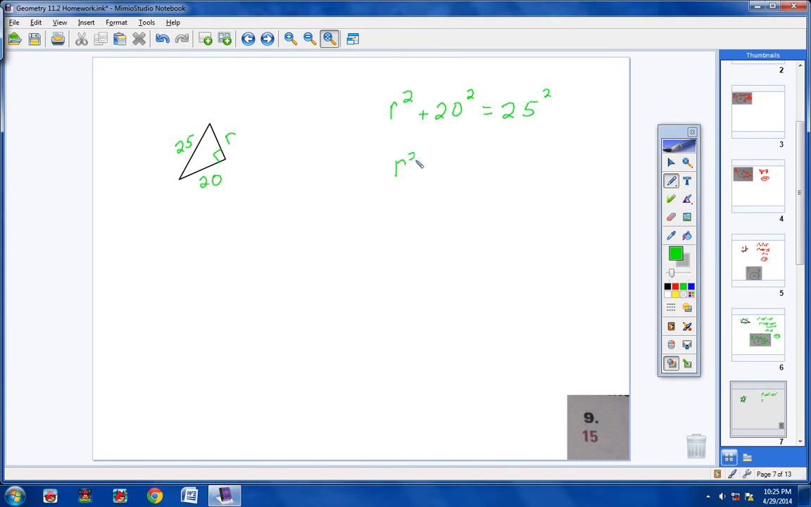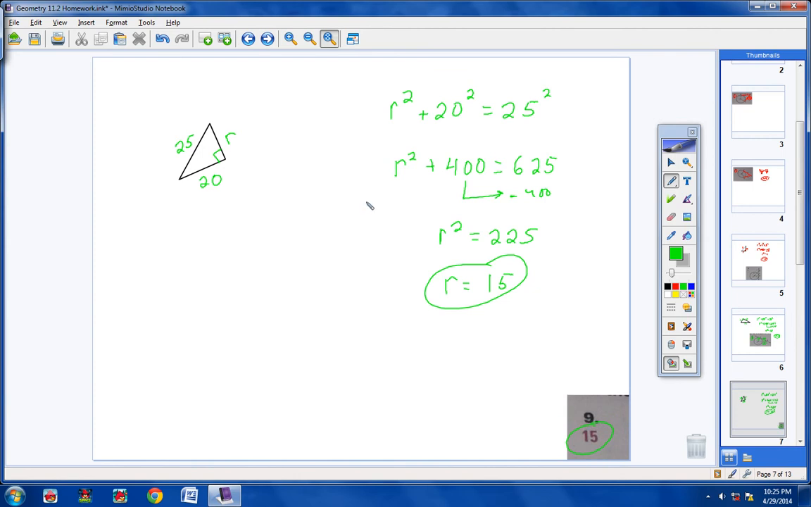Well, if you square 20, you'll get 400, 20 times 20. And if you square 25, you will get 625. All right, now bring the 400 over and make it a negative 400, and you're left with r squared equals 225. And if you take the square root of both sides, the square root of r squared is r, and the square root of 225 is going to be 15. And so the answer is 15.